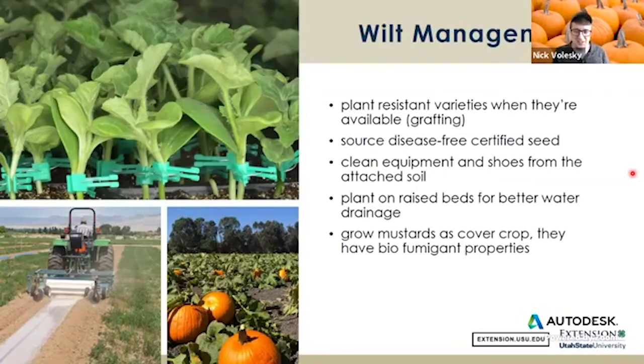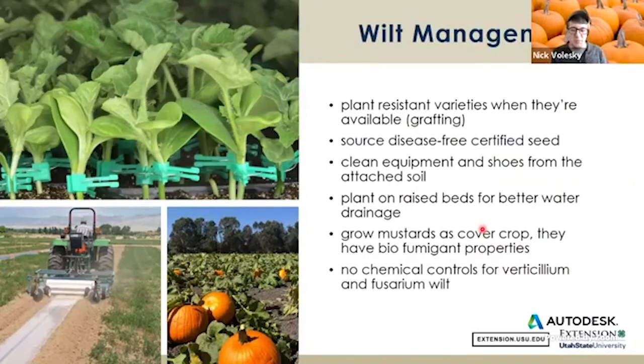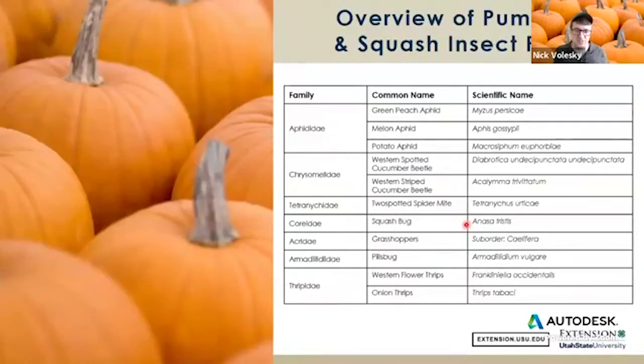So, I mean, that's kind of interesting. And unfortunately, there are no chemical controls for verticillium and fusarium wilts because it's occurring inside the plant, so a fungicide wouldn't be able to access it. So those are diseases. And now I'm going to do a quick overview of some insect pests.